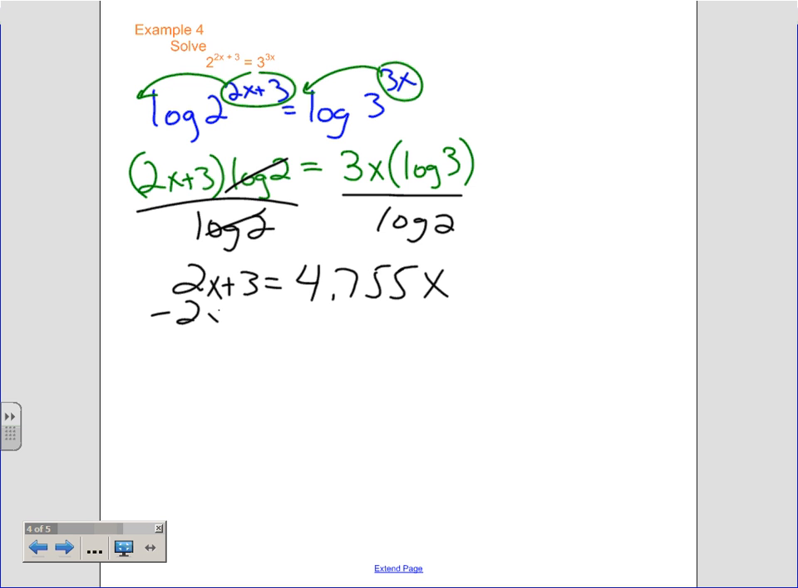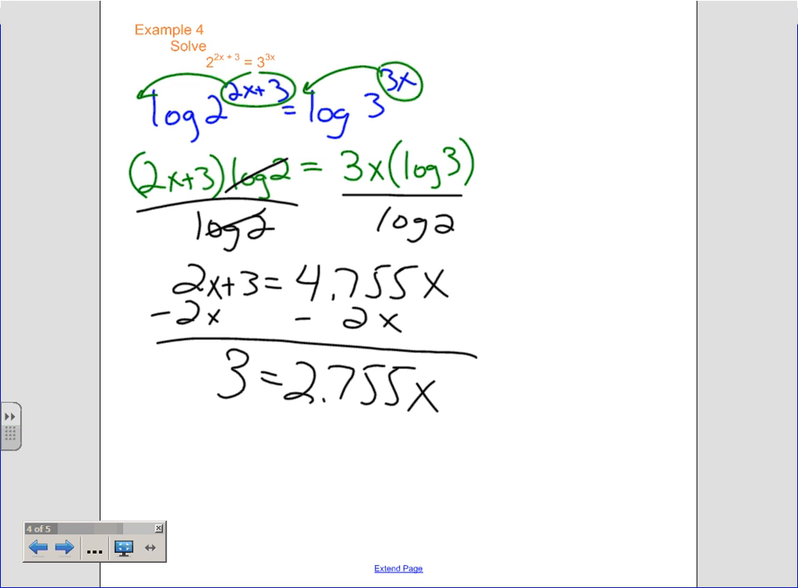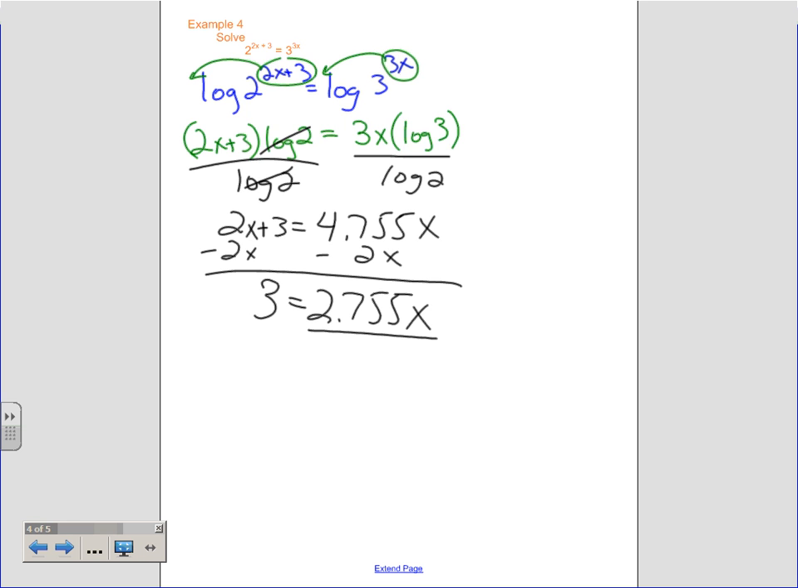And so you subtract 2x. So 3 equals, again, I hope you didn't use a calculator on that one. Right? And divide, it keeps getting smaller. Divide by 2.755. Right? So 3 over 2.755. And I got 1.0889 approximately.